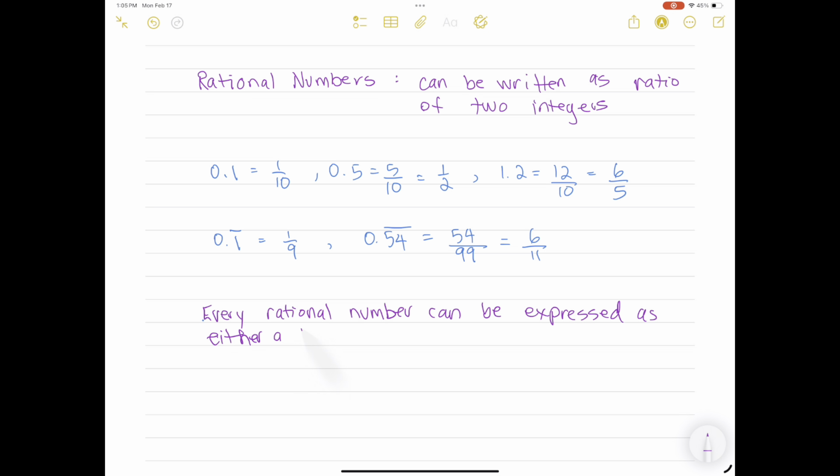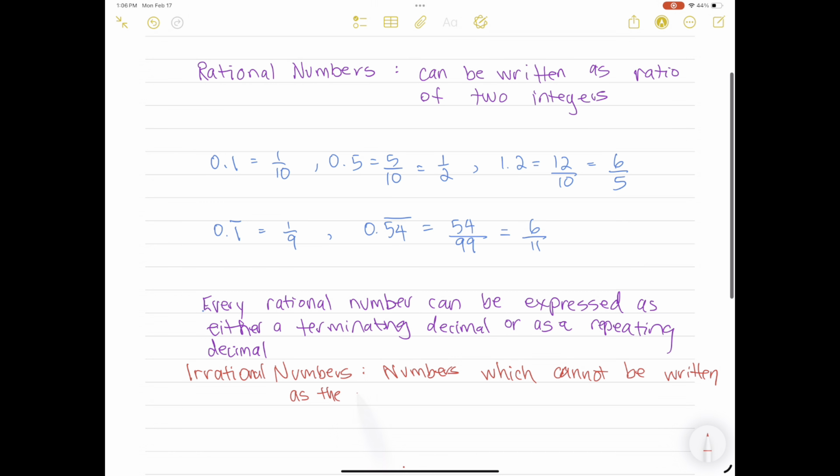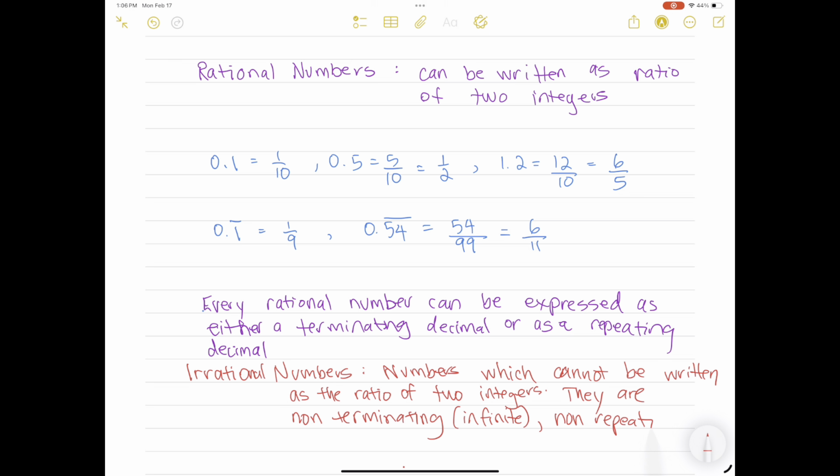Every rational number can be expressed as either a terminating decimal or as a repeating decimal. Irrational numbers are numbers which cannot be written as the ratio of two integers. They are non-terminating, infinite, non-repeating decimals.